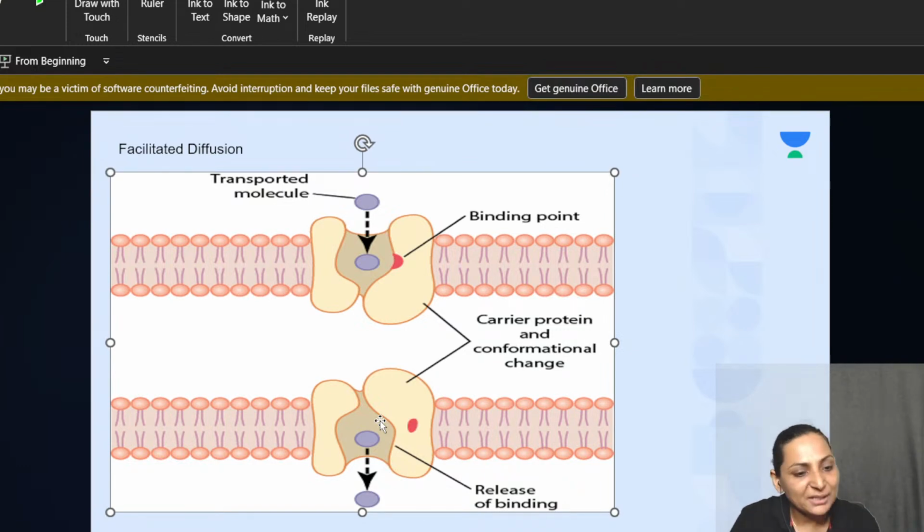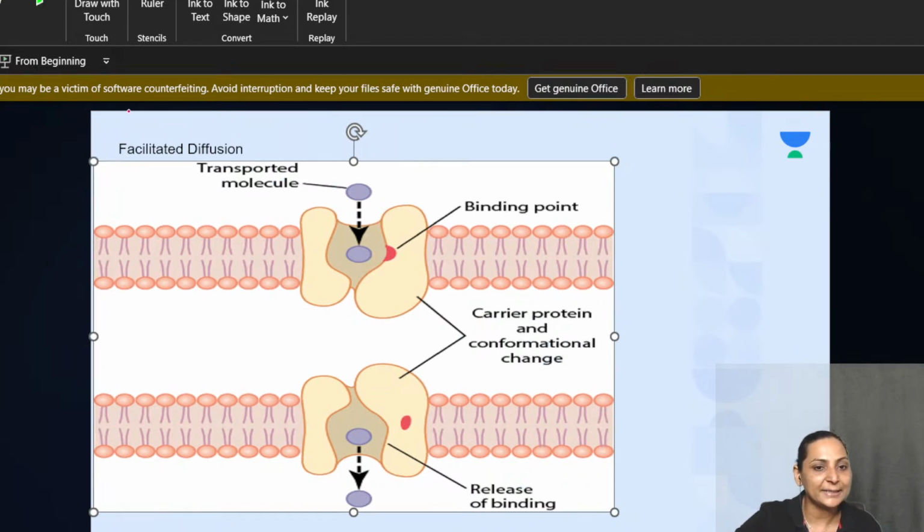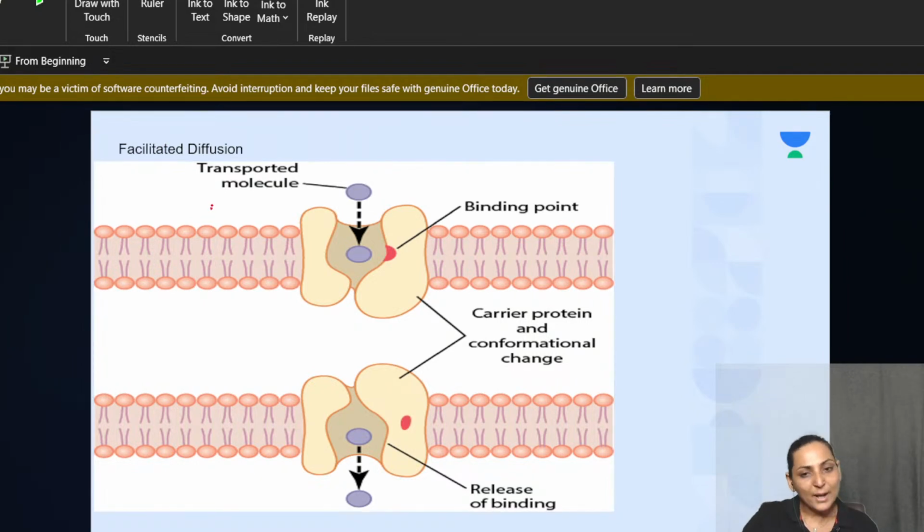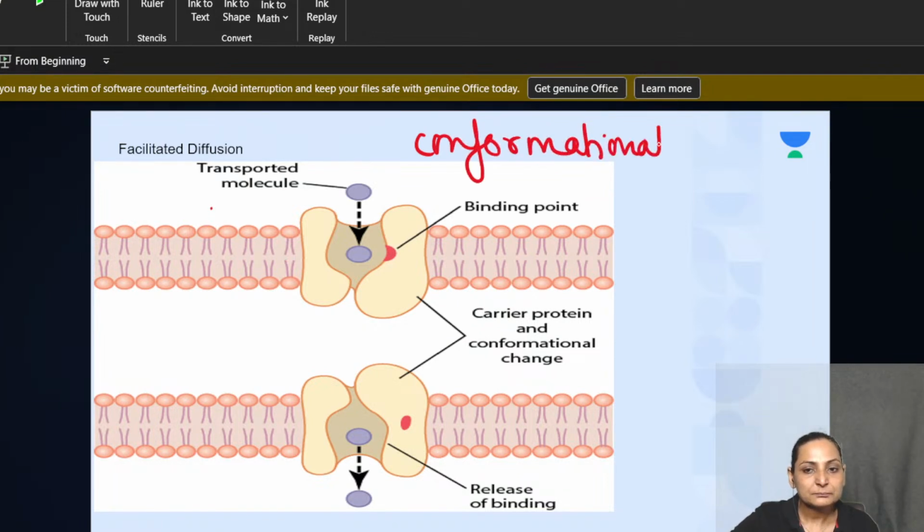Now, if you get image-based questions, it should be very clear what type of transport mechanism the question is based upon. A couple of years back, you were given a question on a figure which was related to facilitated diffusion. Now, how do I come to know that it is facilitated diffusion? One thing which is very clear in facilitated diffusion is the conformational change in the carrier molecule.